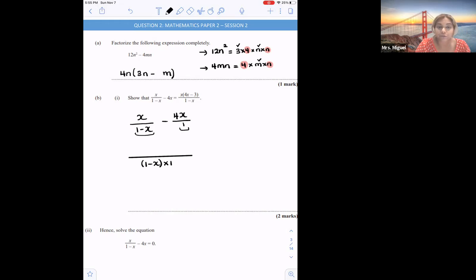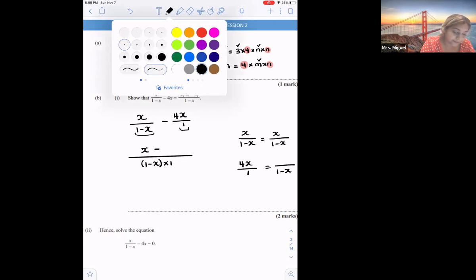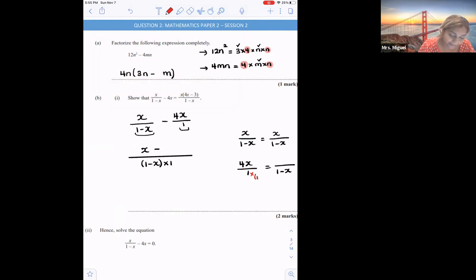The next thing is to write as equivalent fractions. I'm taking my first fraction and writing it as an equivalent fraction. Here the denominator is the same, so this will remain as x. The second one now, the denominator is not the same, so I have to multiply 1 by 1 minus x. And I have to multiply here now by 1 minus x. So here would be 4x, open bracket, 1 minus x. If I cancel here and here, I will get back my 4x. That is what I want.